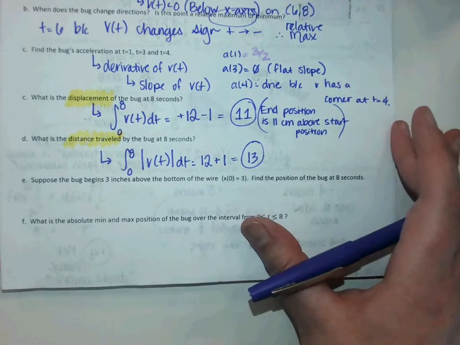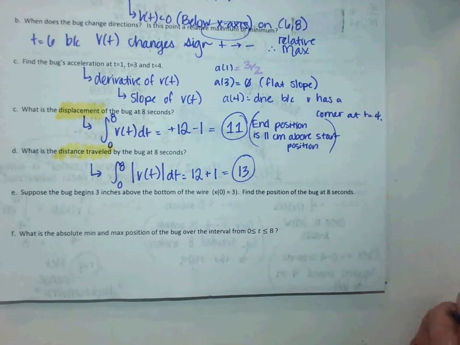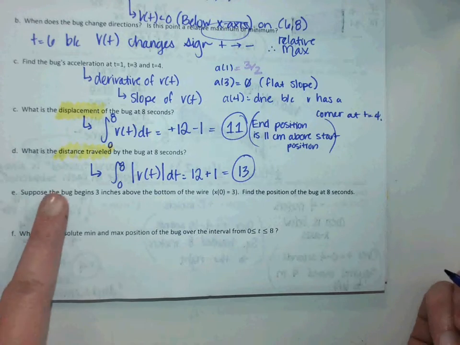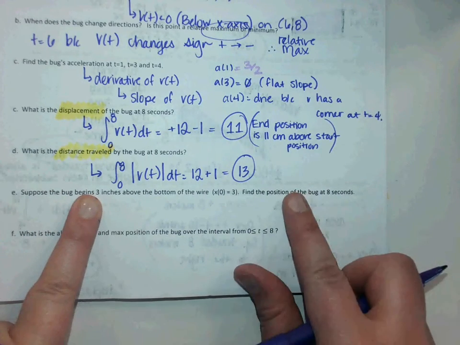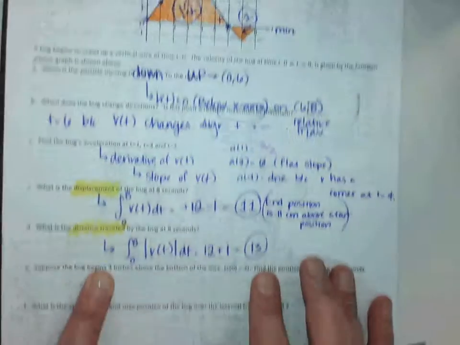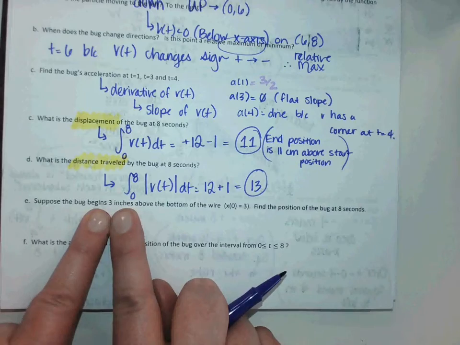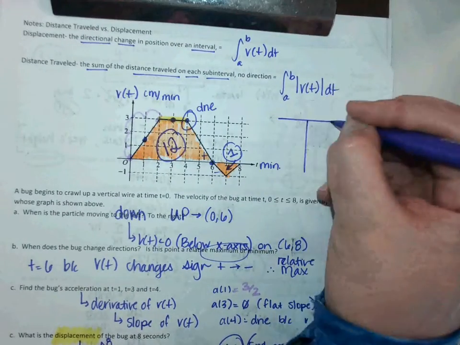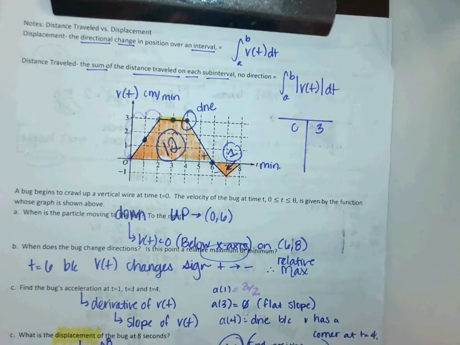Okay, last 2 questions. It says, suppose the bug begins 3 inches above the wire. Find the position at 8 seconds. Here's what you do. Go up to the top here. We're going to make a little chart. What did it say right here? Where does the bug begin? At 3. So, at 0, my bug is at 3.